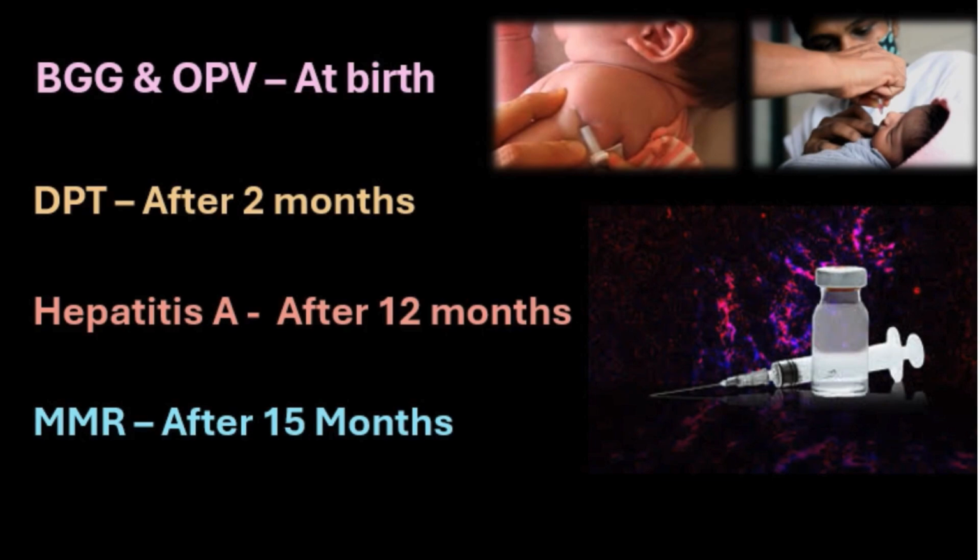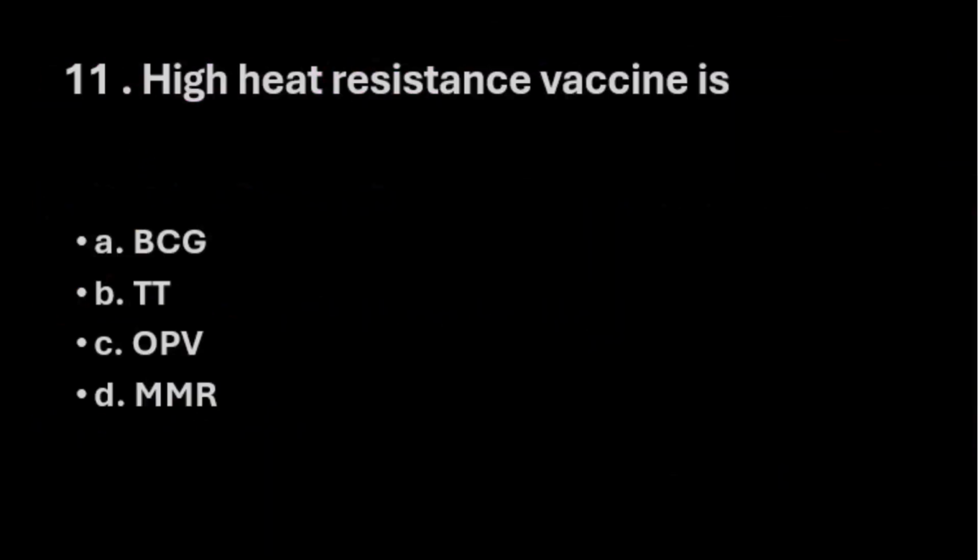See the chart with memory tips and diagram. BCG and OPV at birth. DPT after 2 months. Hepatitis A after 12 months. MMR is after 50 months. So this is according to the order, birth to 50 months. So relating to these options, BCG is the right answer here at birth.